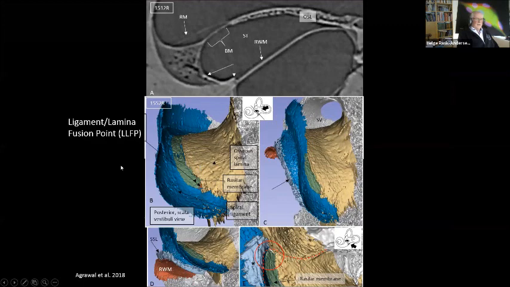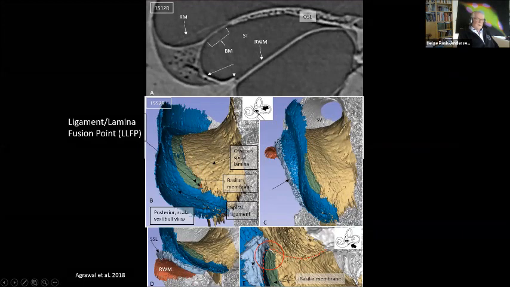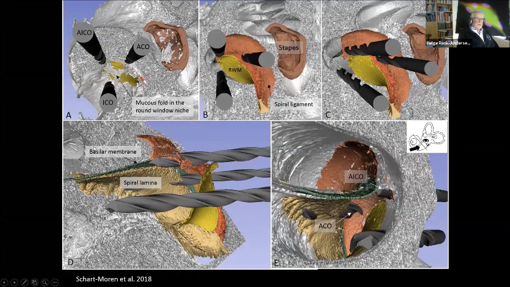And here you can see modeling of this from behind the scala vestibuli with the lamina and the lateral wall and the basilar membrane. And here the light blue, you can see this secondary spiral lamina, which is damaged when you do a cochleostomy. And here you can see the different types of cochleostomies. Maybe this is irrelevant, but I know some surgeons still do inferior cochleostomy, which, when you do it, you can enter nicely without damaging any structures if you are drilling very far below.